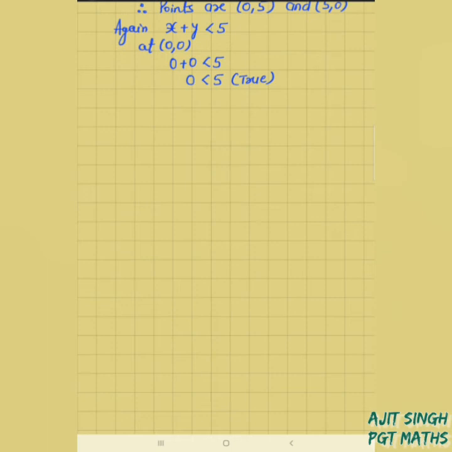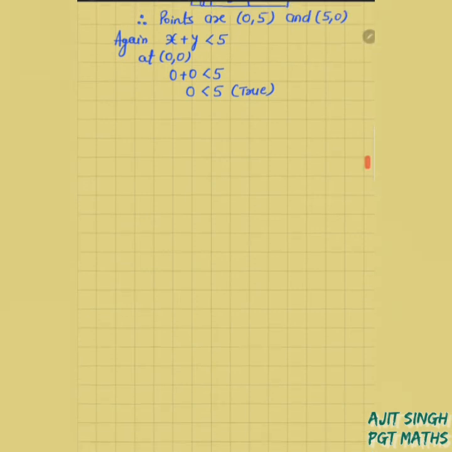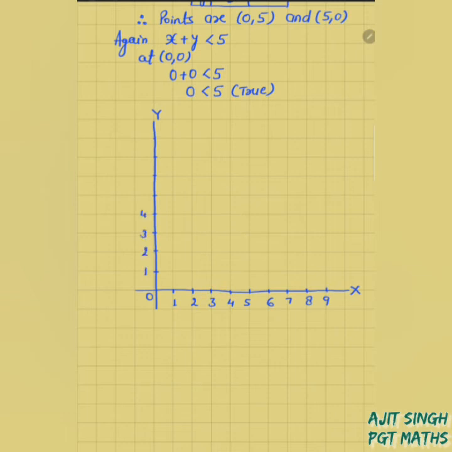Now we will construct this line on the graph paper. This is the y-axis, this is the x-axis, this is the origin. If you do not have any negative point, then make the graph in the first quadrant, otherwise it will lie in the second, third or fourth quadrant. This is 1, 2, 3, 4, 5, 6, 7, 8, 9 and 1, 2, 3, 4, 5, 6, 7, 8.